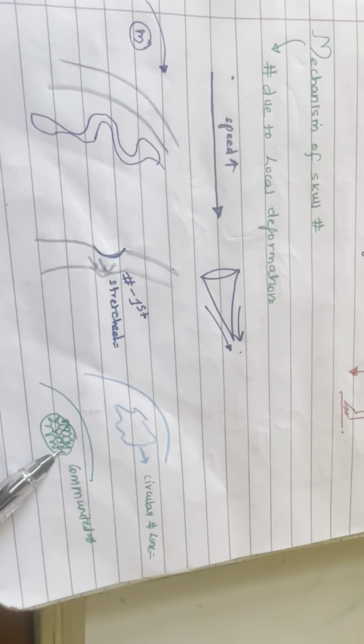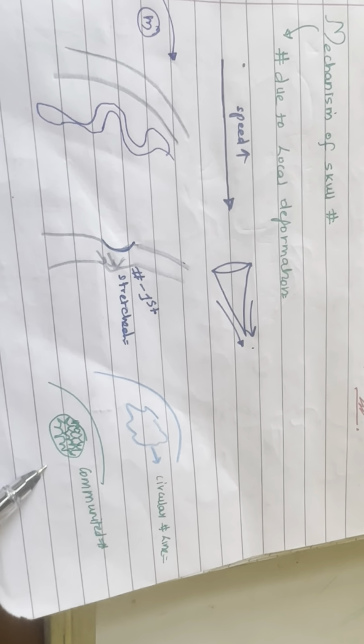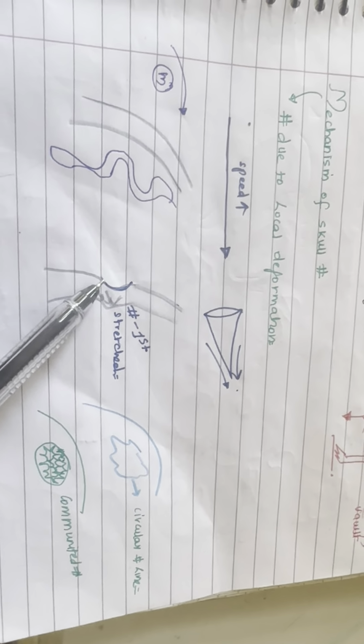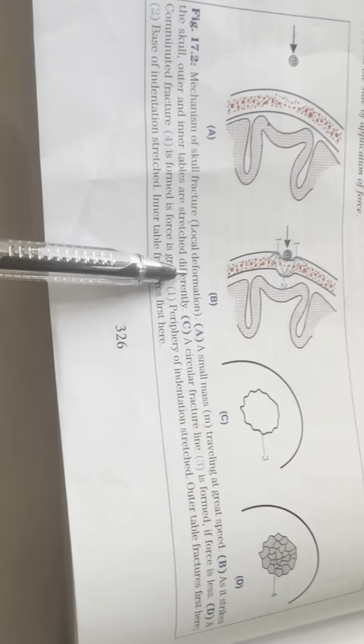Formation of a depressed comminuted fracture. If the force continuously acts, multiple pieces of fracture result, with some bent inward. This is the mechanism of skull fracture: local deformation.